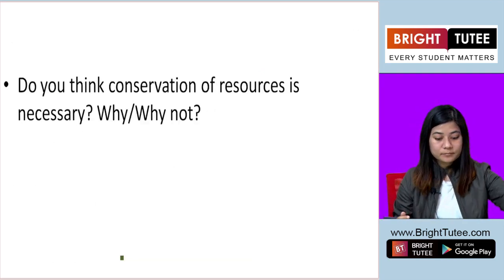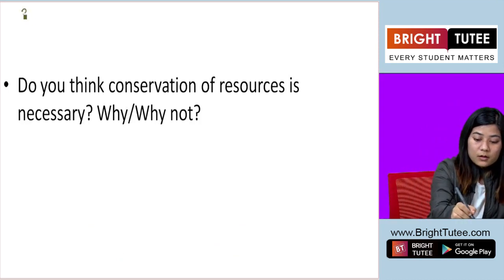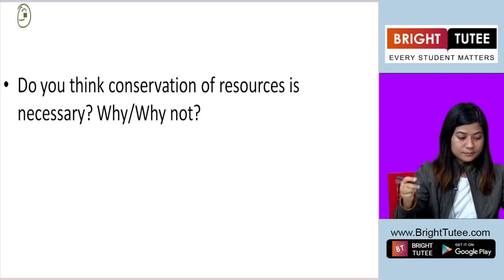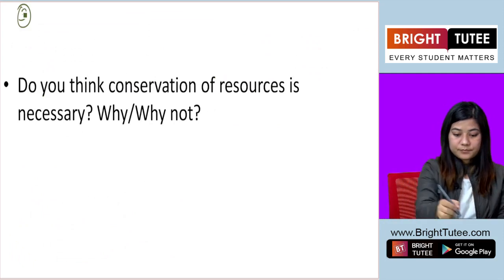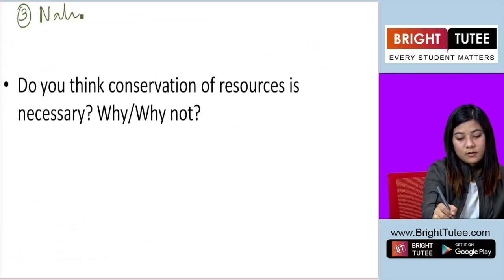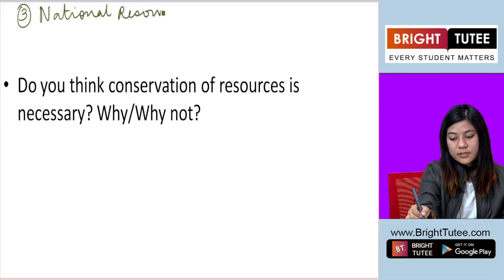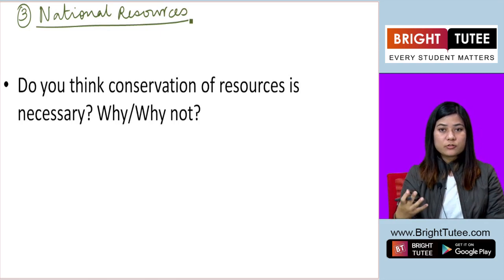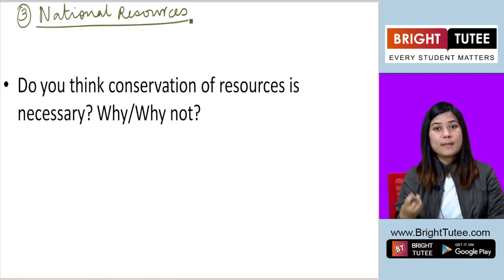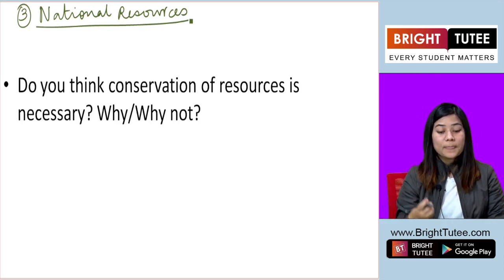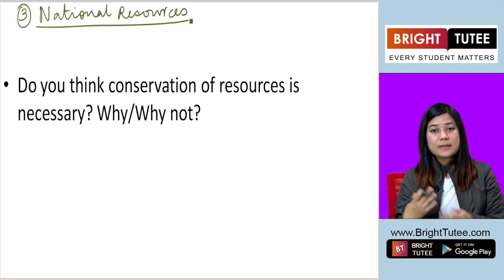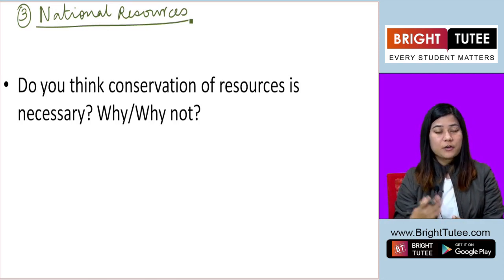A third is national resources. Now, national resources are those resources which are owned by a nation. Okay. So, for example, we can say minerals, water, rivers, etc.